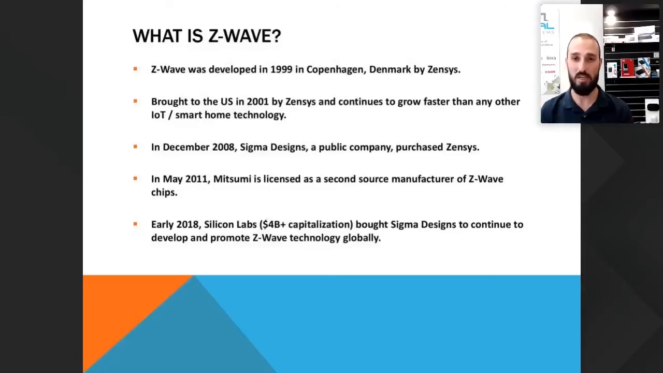So the good news is that since that purchase has taken place, we've seen leaps and bounds in terms of the research and development and deployment of Z-Wave technology since then. So it really is big ticket. It's something that's going to really grow from here on in.